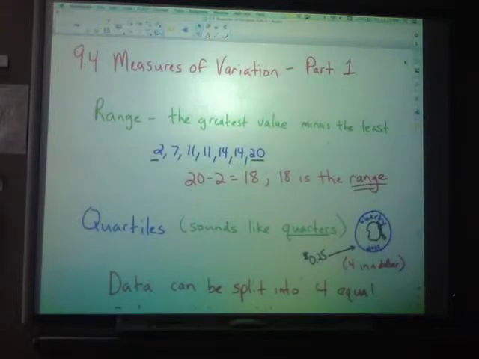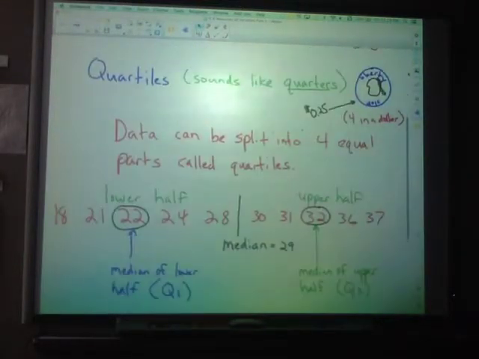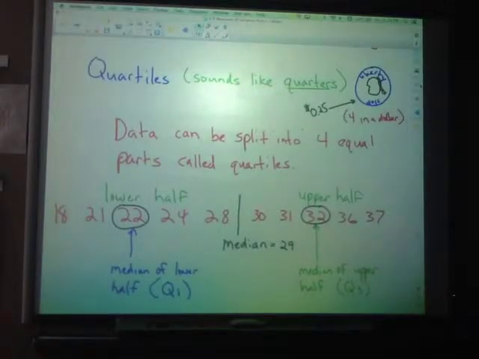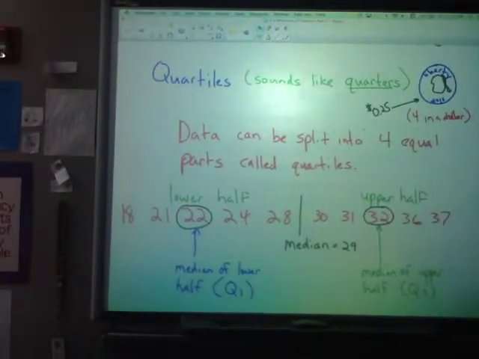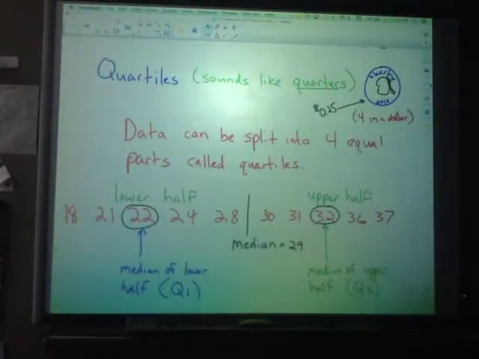Now we get into the nitty-gritty of this whole deal, okay? We're going to start talking quartiles. I mentioned in the lecture portion, what do quartiles sound like? They sound like quarters, right? And I have another Smithsonian-bound picture there of George Washington in a 2016 quarter. So, quartiles. Data can always be split into 4 equal parts. The parts are called quartiles.